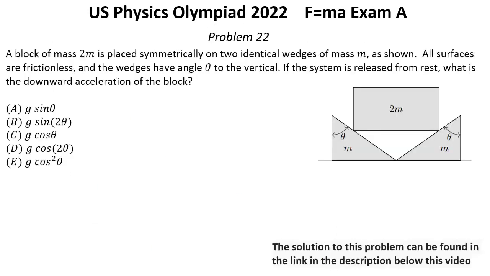Problem number 22. A block of mass 2m is placed symmetrically on two identical wedges of mass m as shown. All surfaces are frictionless, and the wedges have angle theta to the vertical. If the system is released from rest, what is the downward acceleration of the block?